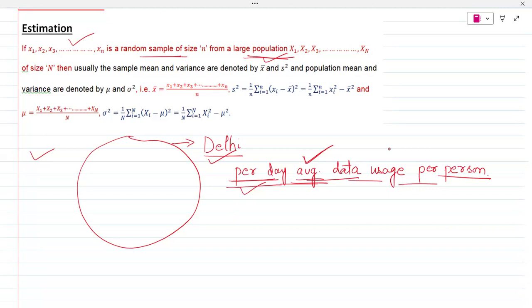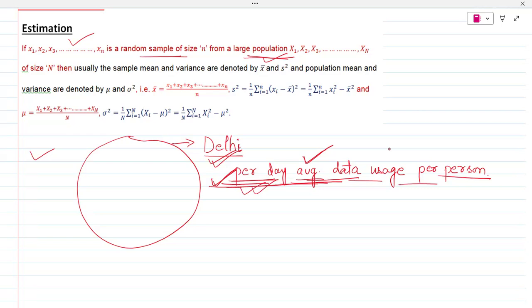It is not possible for me, or for anyone, to go to every citizen of Delhi who is using data and record his per day data usage. So obviously, what will we do now?